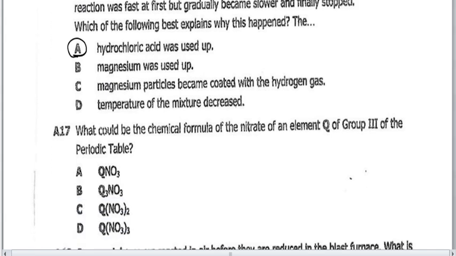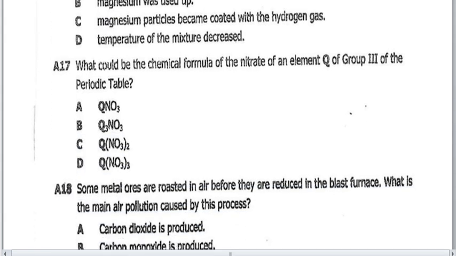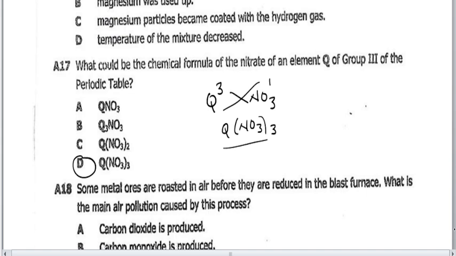Right? So we look at question 17. What could be the chemical formula of the nitrate of an element Q of group 3 of the periodic table? So here they are simply saying you have an element Q. If it is in group 3, it has a valence of 3. What is the valence of nitrate? The valence of nitrate is 1. These are going to swap. We're going to say Q, then NO3, then we put a 3 there. So this is the chemical formula. So the answer choice D is correct on number 17.